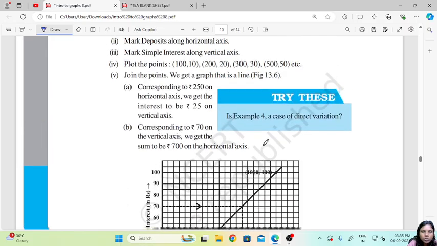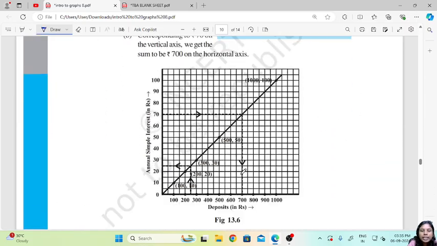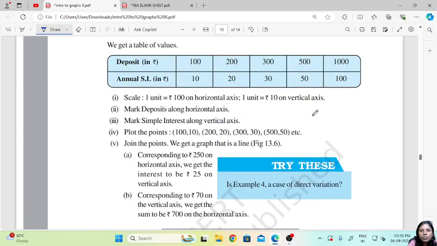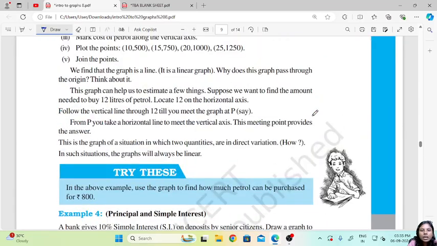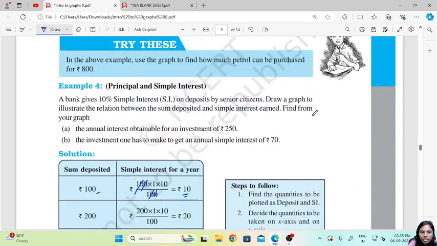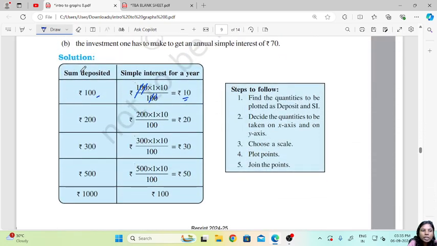So in this case also what we will see is that it is again a linear graph. So what we can say is that it is a direct variation graph. In this also if you see, depending on the sum that you deposit, the simple interest for a given year is also increasing.